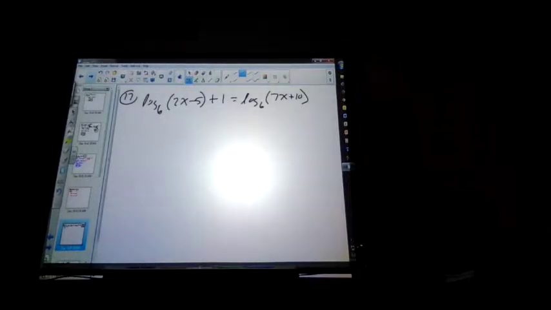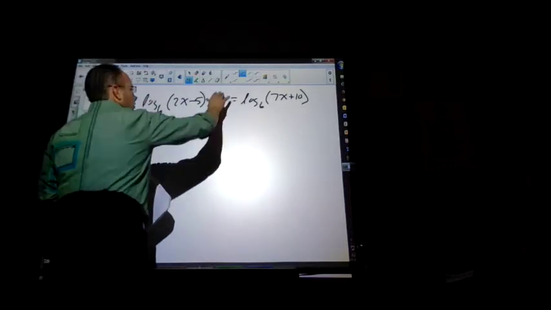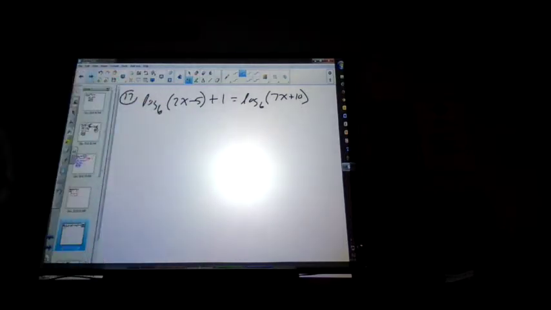So log base 6 of 2x minus 5, plus 1, equals log base 6 of 7x plus 10. I can't just go 6 raised to the 6 raised to the... that property won't work. Anybody have an idea how we can go through this problem? It's a little bit of a puzzle. I can't do that yet. That property won't work yet.